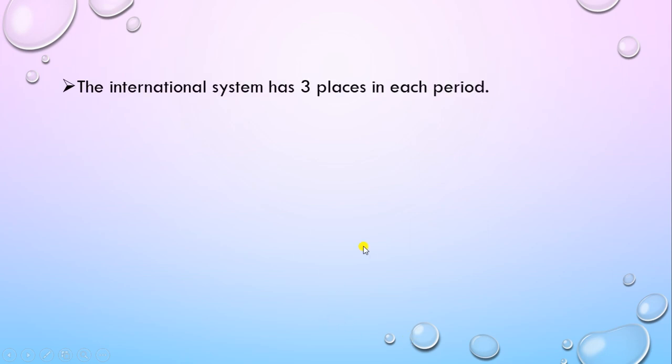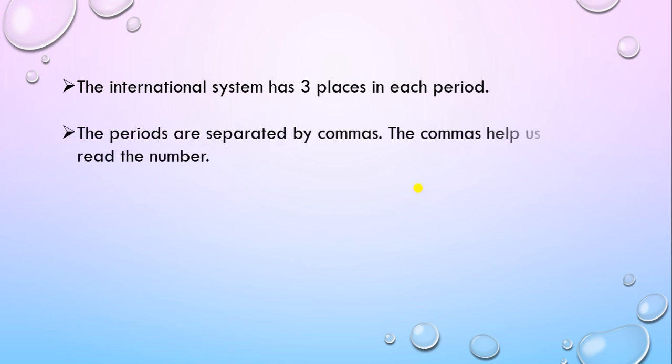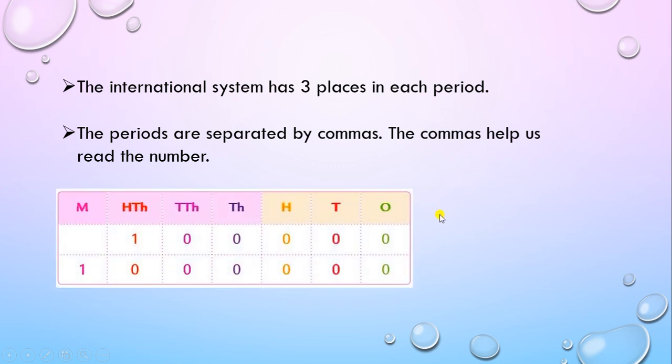The international system has 3 places in each period. These periods are separated by commas, and commas help us to read the number. Let's see one example. The first number is 100,000. Here the comma comes after 3 places. The second number is 1 million.